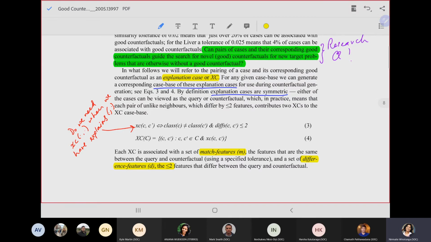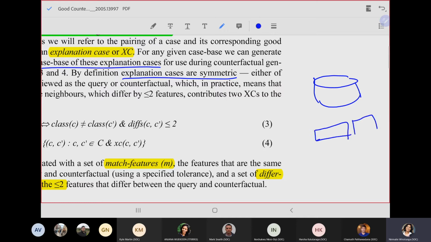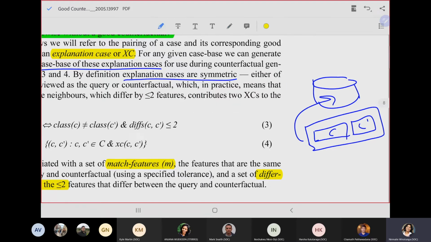That's what they're saying here. So essentially what we have here is we can think of an adaptation case base where a single case consists of two parts. It has a query and it has its counterfactual, and together they form a single explanation case which is put into this explanation case base. This idea is very similar to what we used to say about adaptation case bases for people who may have worked in that area.